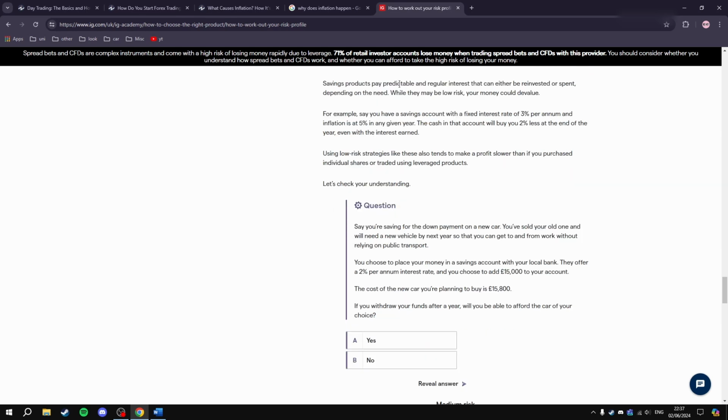Savings products pay predictable and regular interest that can either be reinvested or spent, depending on the need. While they may be low risk, your money could devalue. For example, say you have a savings account with a fixed interest rate of 3% per annum and inflation is at 5% in any given year. The cash in that account will buy you 2% less at the end of the year, even with the interest earned. Using low risk strategies like these also tends to make a profit slower than if you purchase individual shares or trade using leverage products.